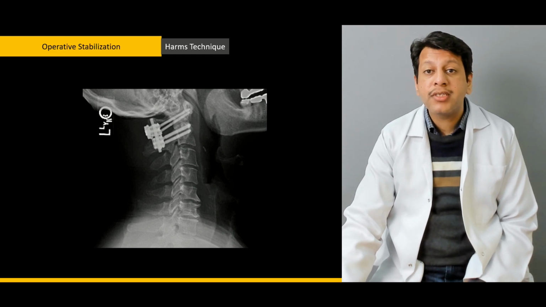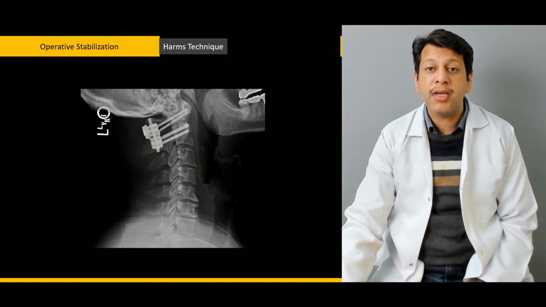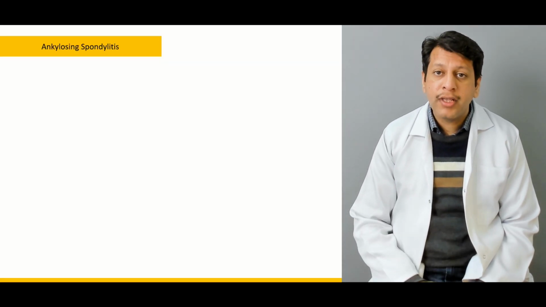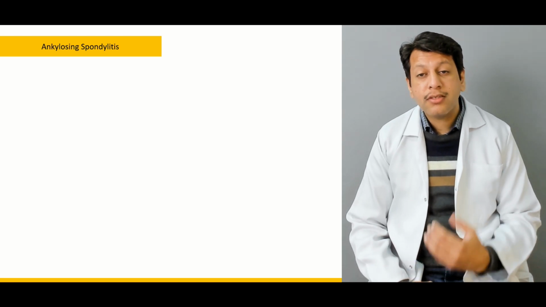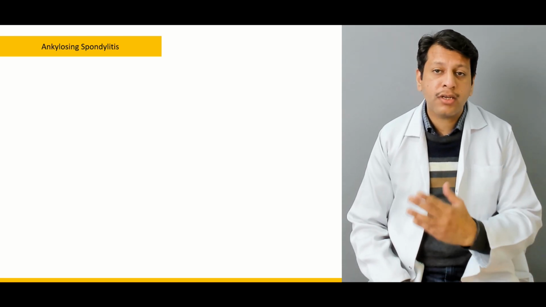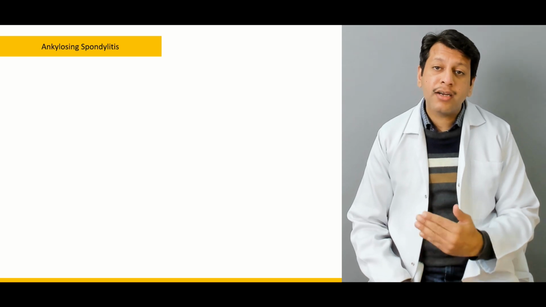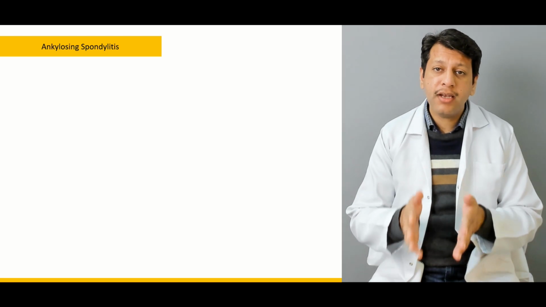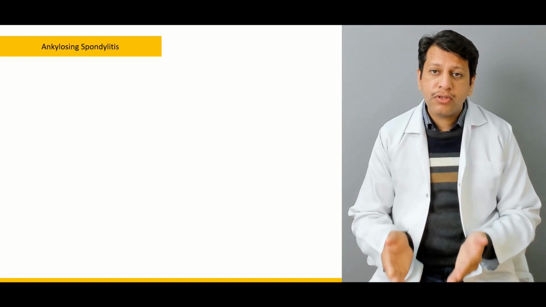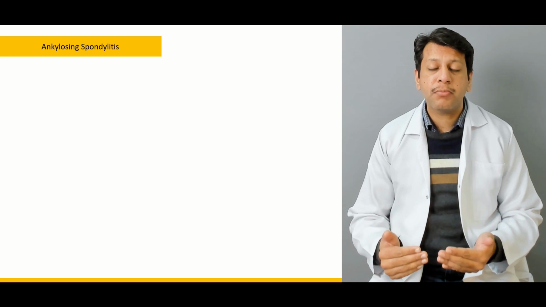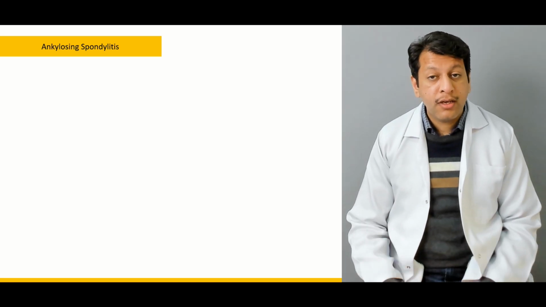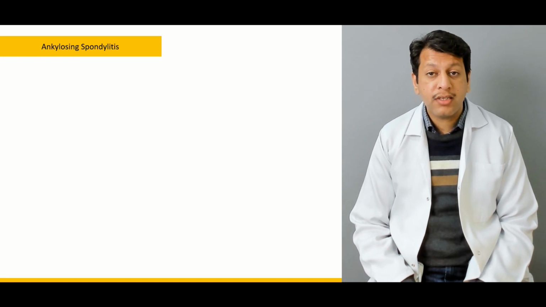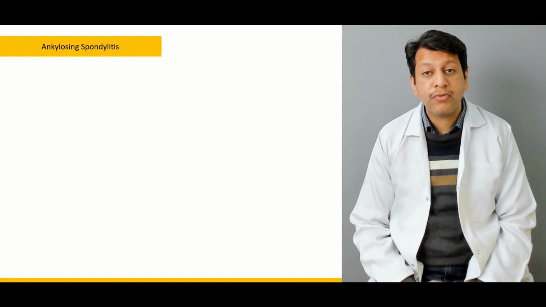Now we will be moving on to the second problem, which is associated mainly with the lumbar spine, that is ankylosing spondylitis. Again, ankylosing spondylitis is also an inflammatory disorder, and it's an autoimmune problem. It involves other areas of the body as well, but mainly when it comes to the spine, it involves the lower spine or the lumbar spine as well as the sacroiliac joint. It's an autoimmune disorder in which HLA-B27 is positive in almost 90% of patients.